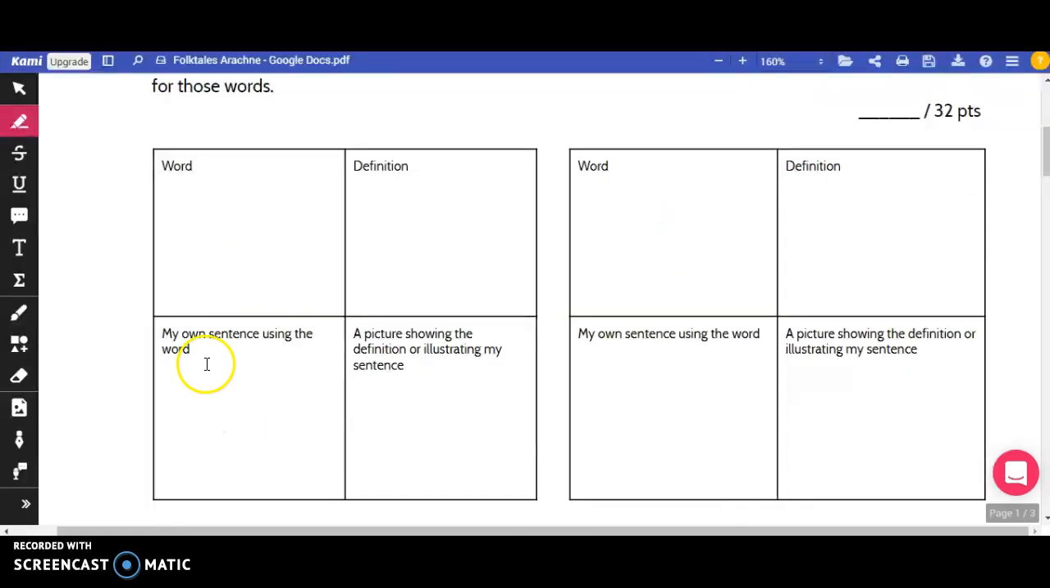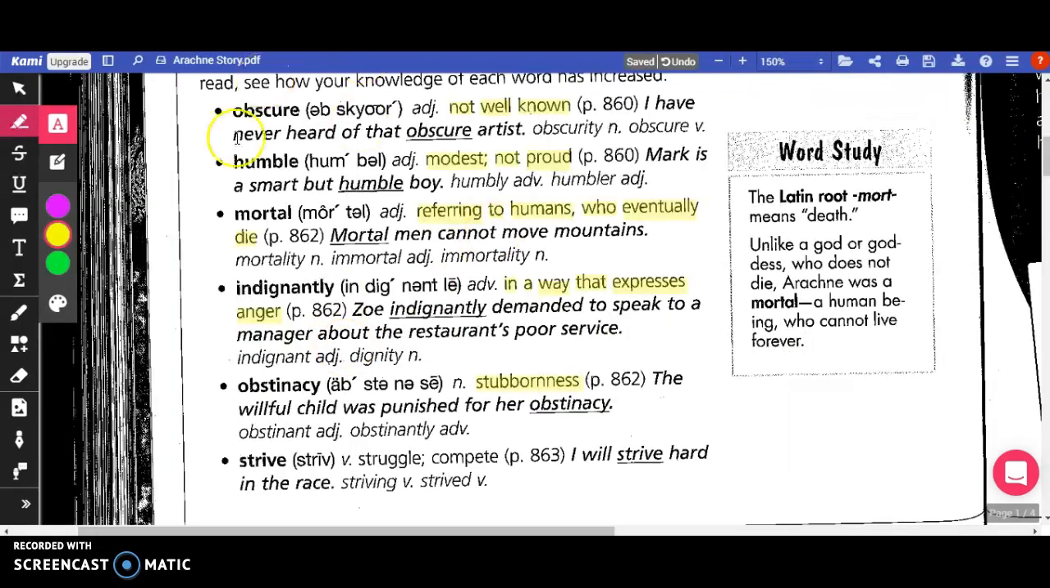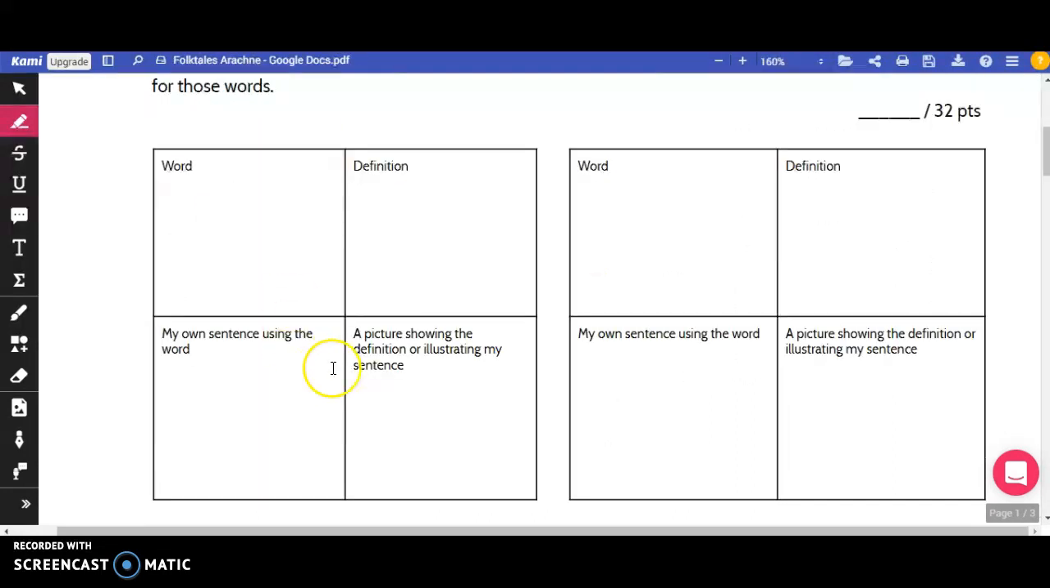You then need to write a sentence using the word. This needs to be your own sentence. This is not a sentence that you have copied from this list. It's not a sentence that you've pulled from Google. I can figure out when you've pulled things from Google. These need to be sentences written in your own words.